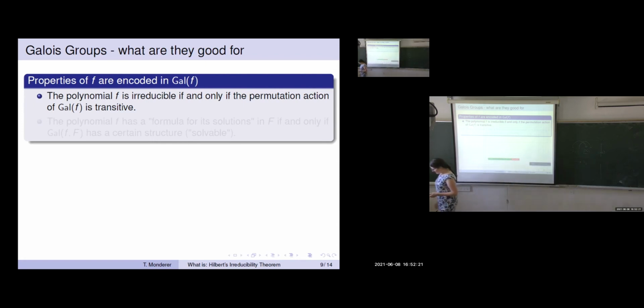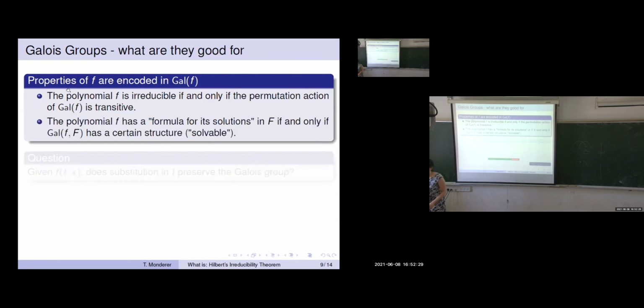And the other example of properties of the polynomial encoded in the Galois group is the example which made the theory famous. It turns out that if our polynomial has some closed formulas for the solutions, like for example a polynomial of degree 2, where you have this formula for the two roots, then this happens if and only if the Galois group has a certain structure, which is called solvability. We won't discuss this, but this is the famous example. This is what made Galois theory. Let's see.